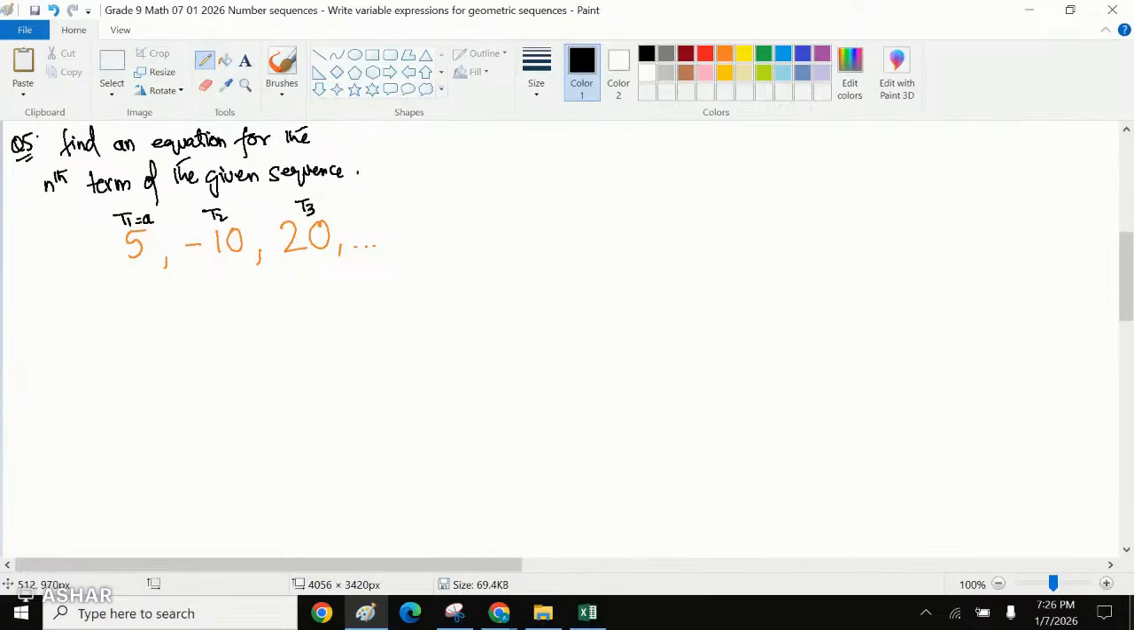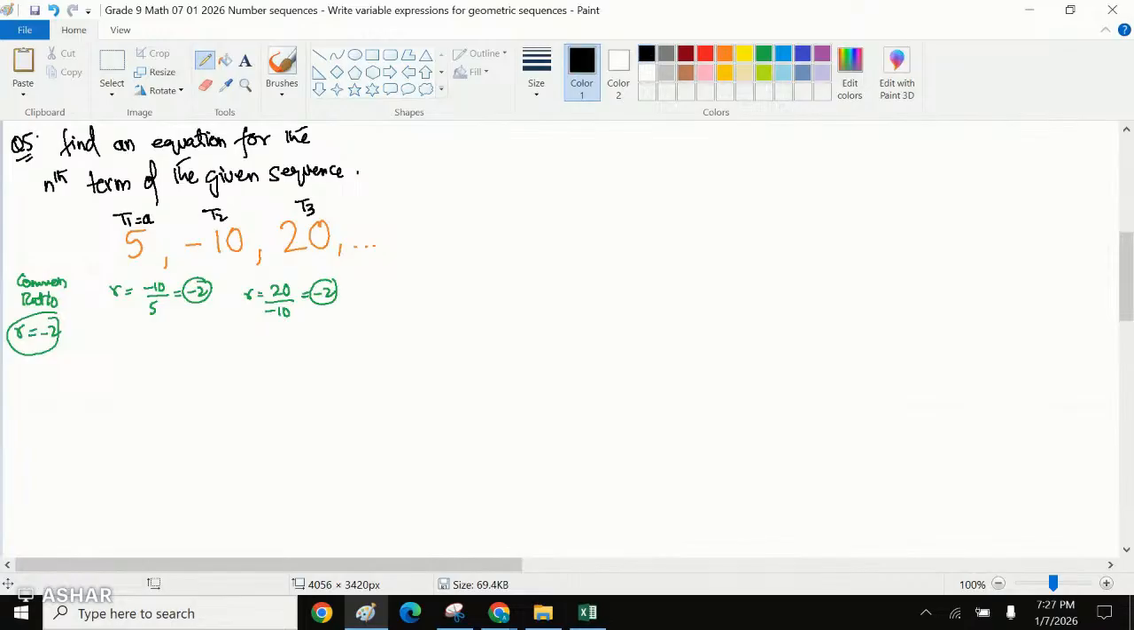Before finding an expression, we need to see if they have a common ratio. So we need to find the common ratio and see whether it's common or not. So ratio would mean term 2 divided by term 1, it comes out to be -2. It doesn't make any difference if the ratio is negative, positive, or a fraction. Term number 3, 20 divided by -10, it still comes out to be -2. So we can say the common ratio is -2.